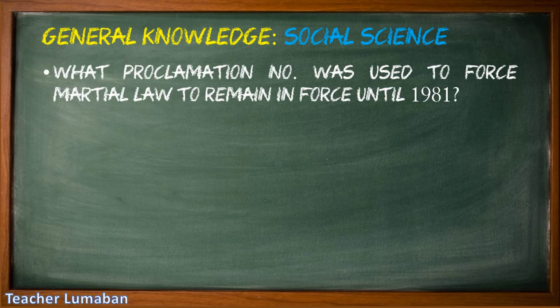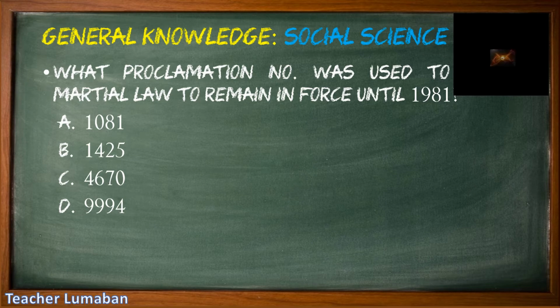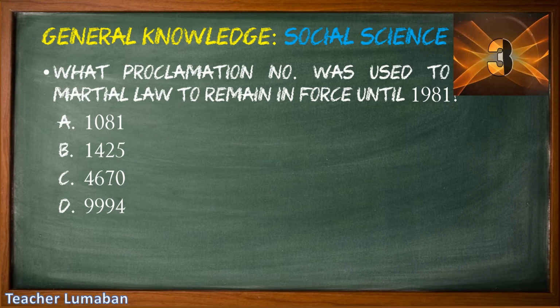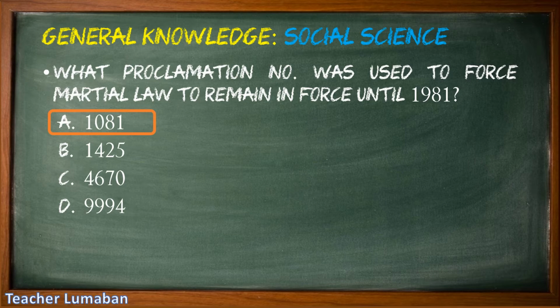What proclamation number was used to force martial law to remain in force until 1981? Letter A, 1081. Letter B, 1425. Letter C, 4670. Letter D, 9994. Please answer in 5, 4, 3, 2, 1. The correct answer is letter A, 1081.